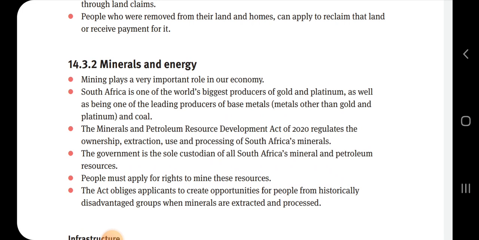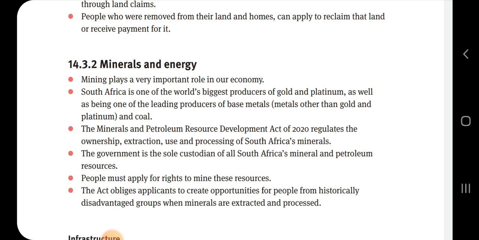So metals other than gold and platinum and coal are called base metals. The Minerals and Petroleum Resource Development Act of 2002 regulates the ownership, extraction, use and processing of South Africa's minerals. The apartheid government had their own rules, but this Act regulates ownership, extraction, use and processing of South Africa's minerals to make sure that everybody benefits.